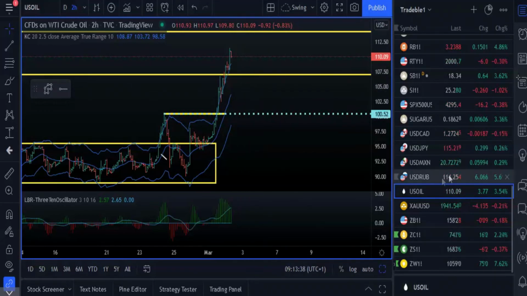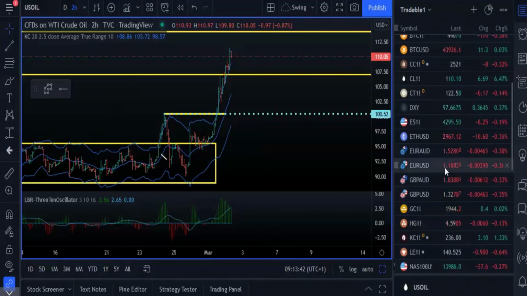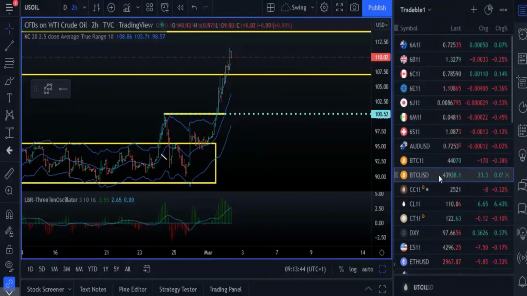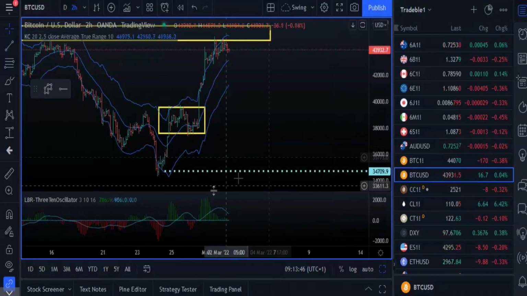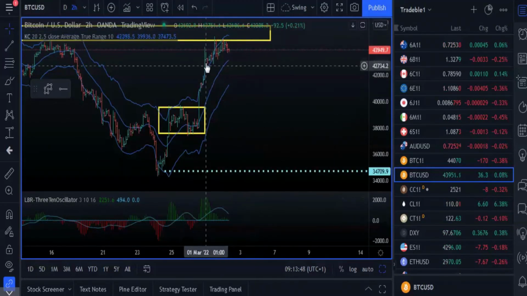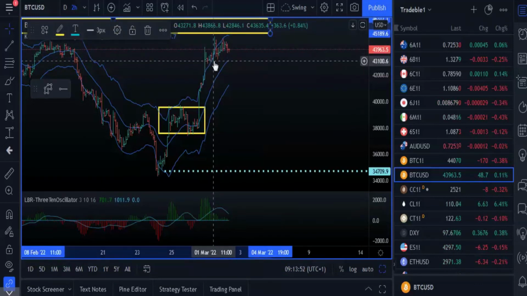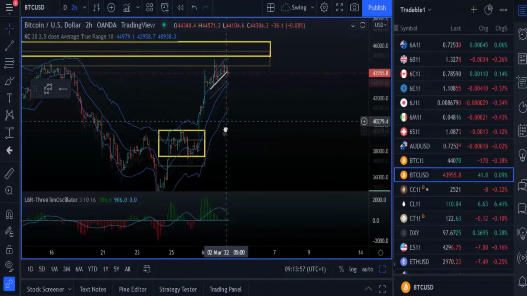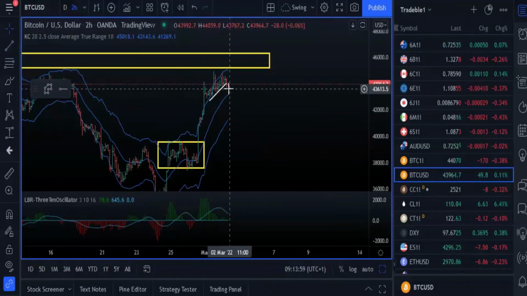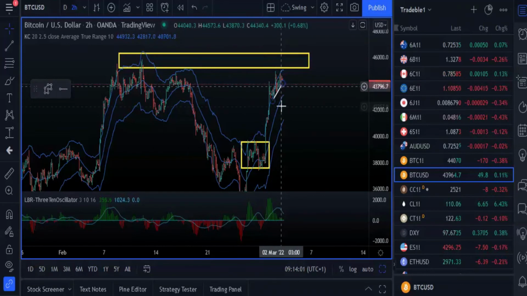And Bitcoin versus US dollar. If we check Bitcoin versus US dollar, we can see we got some divergences. The 2-hour time frame is showing divergences, which might be some kind of profit taking from buyers at this stage, and which can enable some supply to enter the market.